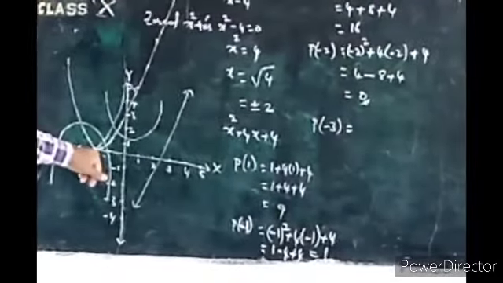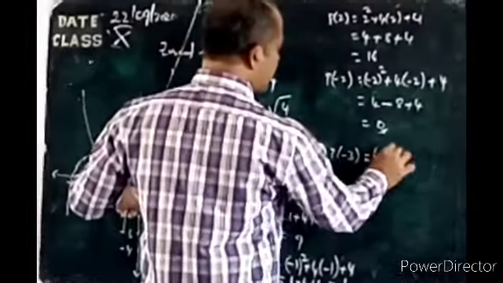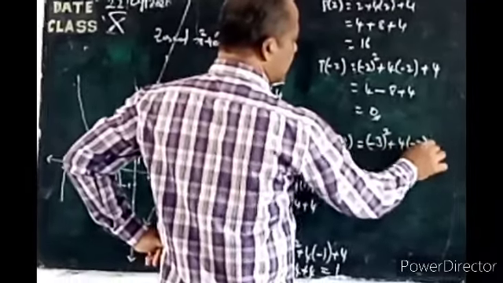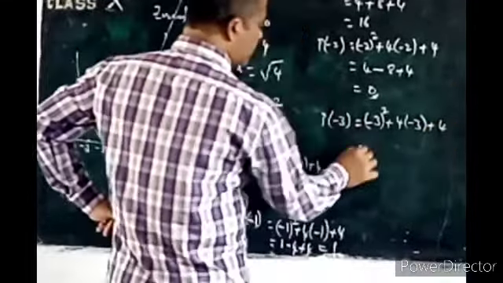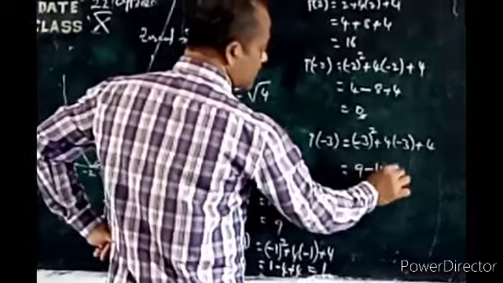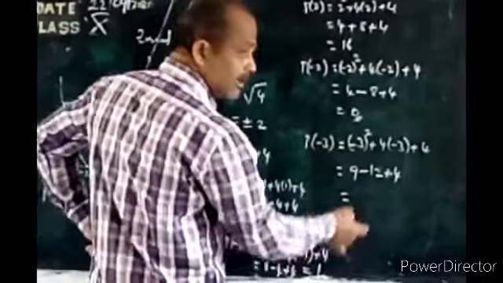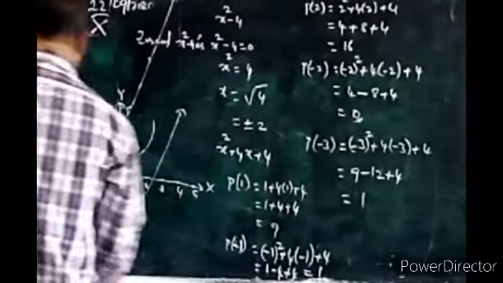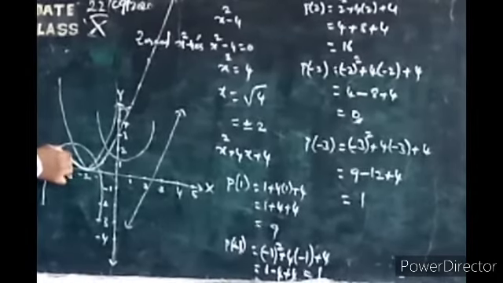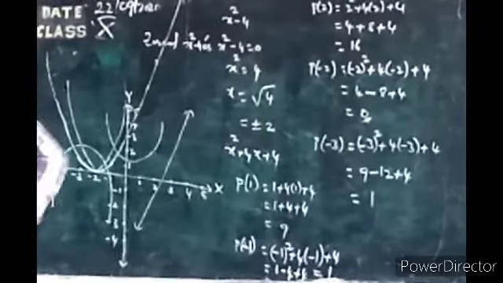P of minus 2 touches the x-axis here only. So P of minus 3 is how much? Minus 3 square plus 4 into minus 3 plus 4. How much? 9 plus minus 12 plus 4. 9 plus 4 is 13. 13 minus 12 is 1. So P of minus 3 is 1. So again it goes up. That means it will be reading like this, a curve only, not a straight line.